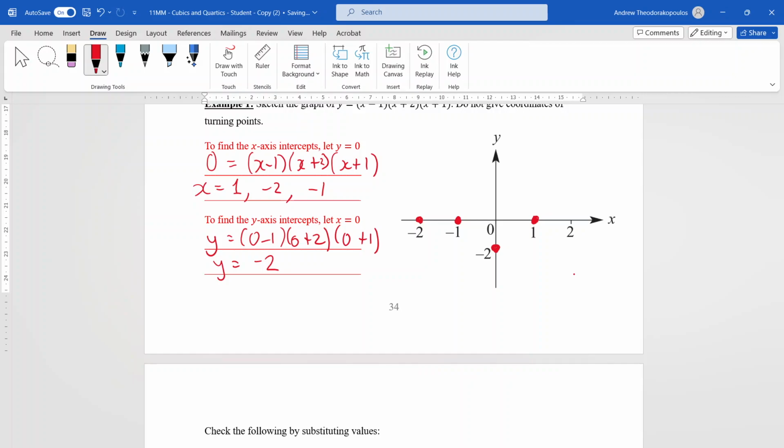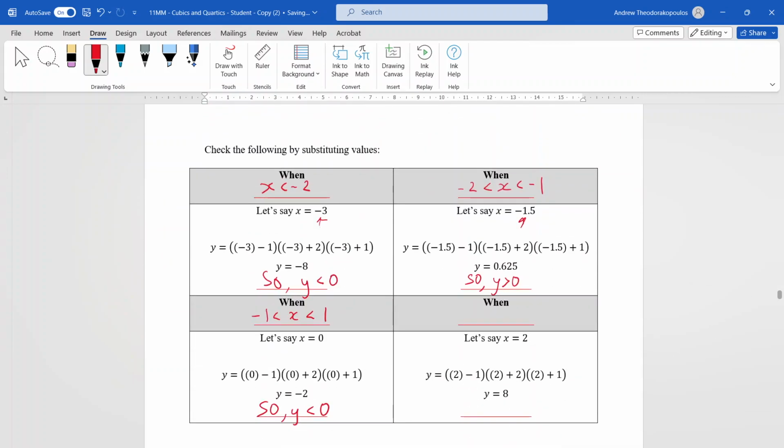And then at the end, everything greater than 1. So when x is greater than 1, let's pick 2, a nice easy number. Could pick 3 if you want, 4 or 5, but a nice small number makes it easy to work out. Substitute 2 into the equation, you get y equals 8. So y is greater than 0.